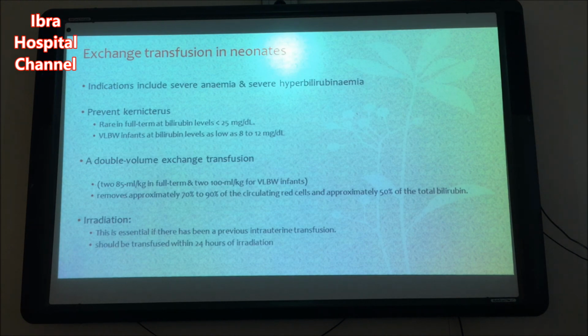This is very important, and in pediatrics they have their own diagrams and their own indications for when to go for exchange transfusion, or whether phototherapy is enough for the baby. Irradiation, as I said, is very essential if there has been a previous intrauterine transfusion, and blood should be transfused within 24 hours of irradiation in neonates, because the radiation causes lots of leakage of potassium and other unwanted effects.